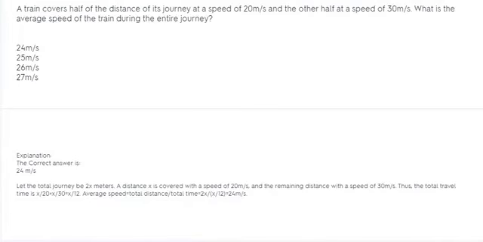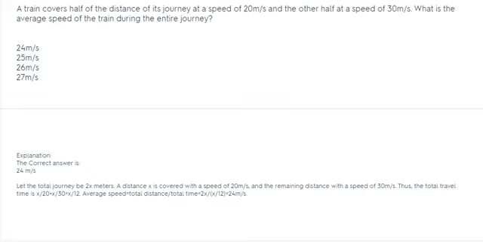A train covers half of the distance of its journey at a speed of 20 meters per second and the other half at a speed of 30 meters per second. What is the average speed of the train during the entire journey? 24 meters per second, 25 meters per second, 26 meters per second, 27 meters per second. Explanation. The correct answer is 24 meters per second.